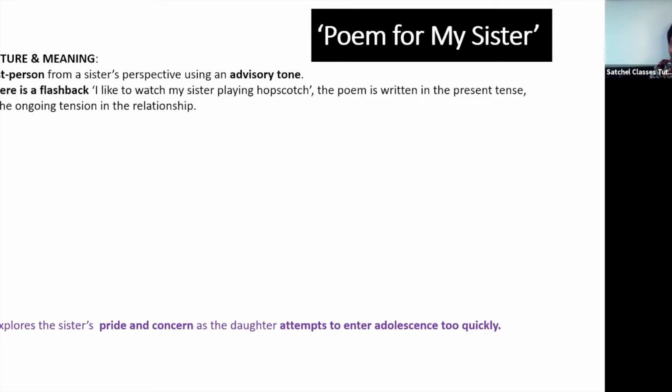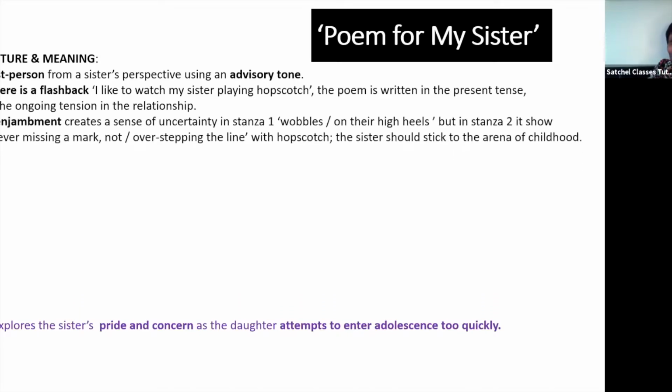Now, like "To a Daughter Leaving Home," there is also a flashback. There's a sense that this is retrospective, but the whole poem is actually written in present tense. "I like to watch my sister playing hopscotch." This is continuous presence. So it seems as if there's this ongoing tension between the older sister and the 12-year-old sister, because it's written in this present tense, and their relationship dynamic is all about one advising and the other ignoring.